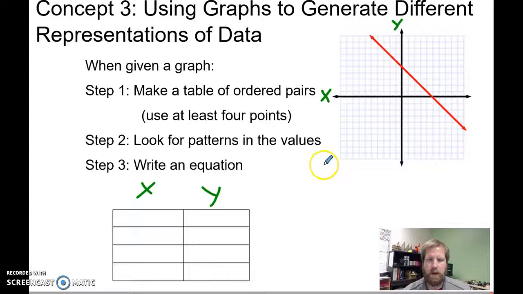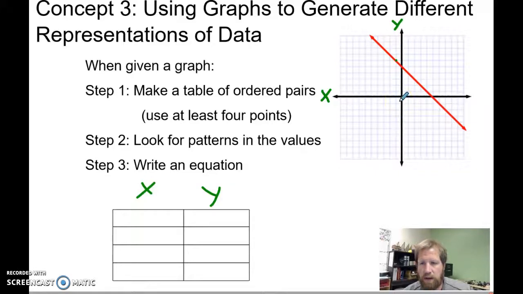All right. The first step is to make your table of ordered pairs. Okay, we don't have to come up with our rule yet. We just want to find at least 4 ordered pairs. I always start with negative, the left side for x. So I'm going to start at -1. And at -1, I see this point right here.